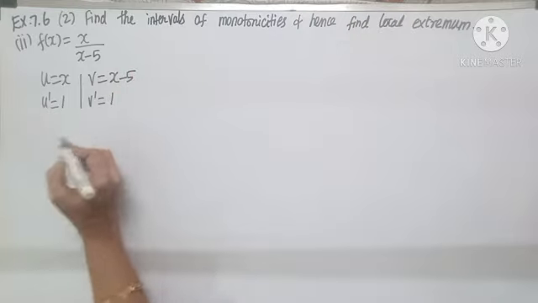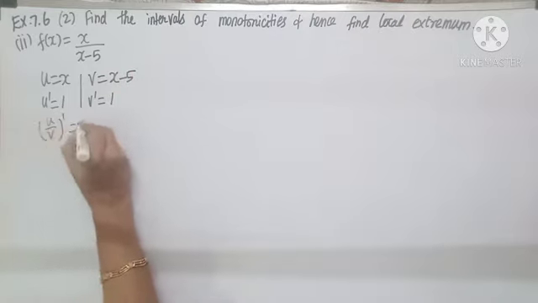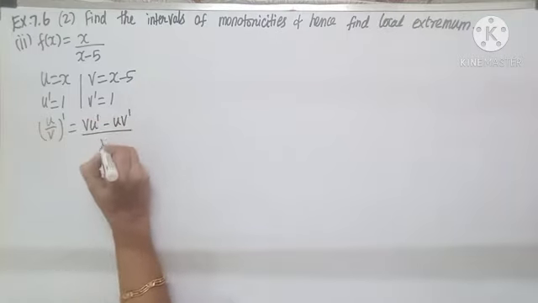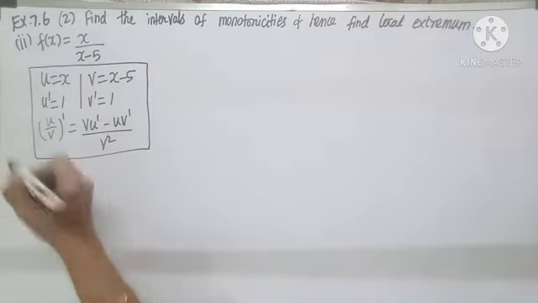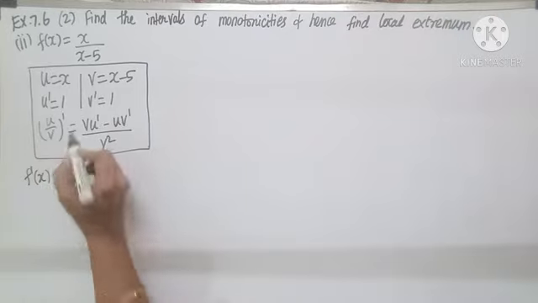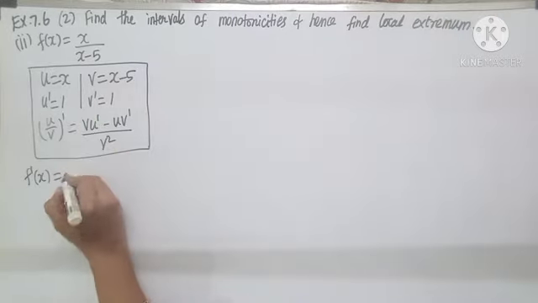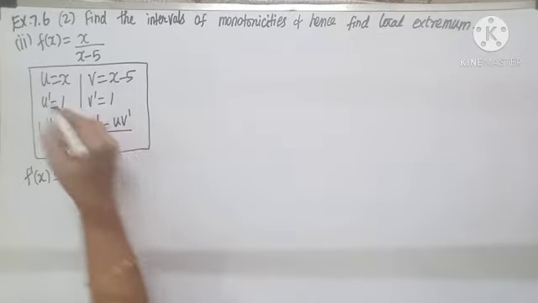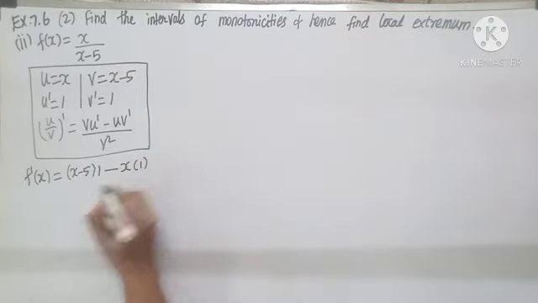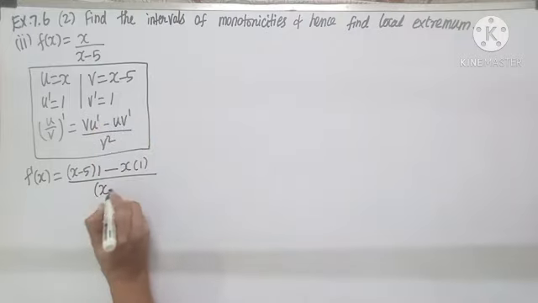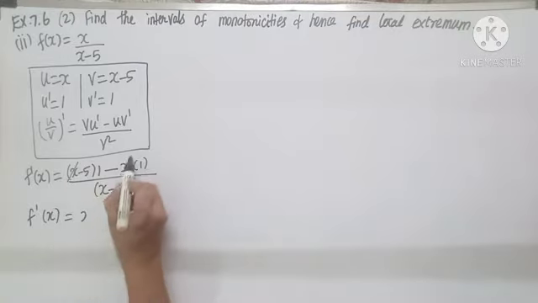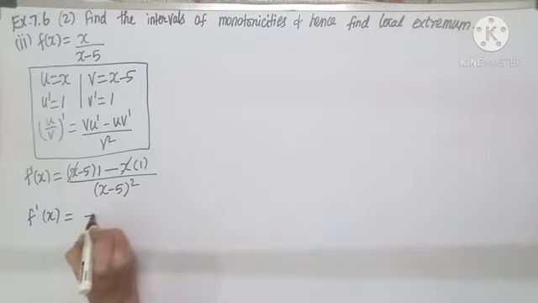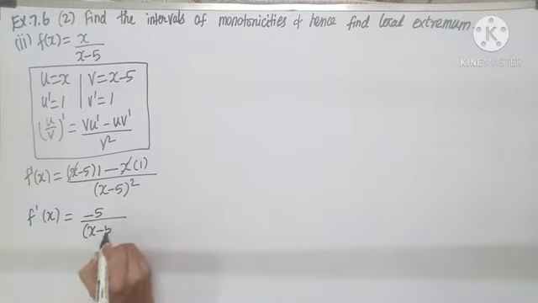5 can become 0. u by v, the whole dash is v u dash minus u v dash by v square. Applying this formula in the question, f dash of x is equal to v u dash, cross multiply x minus 5 into 1, minus u v dash, x into 1, divided by v square, x minus 5 the whole square. f dash of x is x and x will get cancelled. We are just left with minus 5 by x minus 5 the whole square.